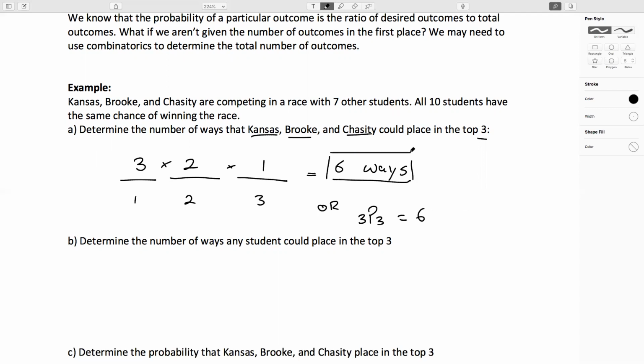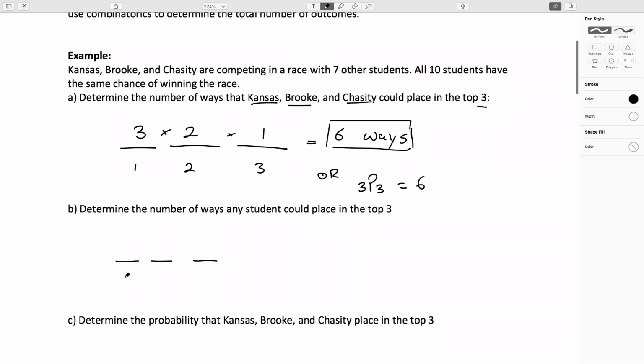So now that we know the number of favorable outcomes, we need to know the total number of outcomes. How many ways could anyone fill those spots? So again, we've got 3 choices, first, second, and third. And this time we can fill in any student for first place. We've got 10 people to pick from. So there's 10 options for first place, 9 options for second place, 8 options for third place, which means we're going to have 720 possible ways. Or, again, we could have used 10 permutation 3 and we would still get 720 possible ways.